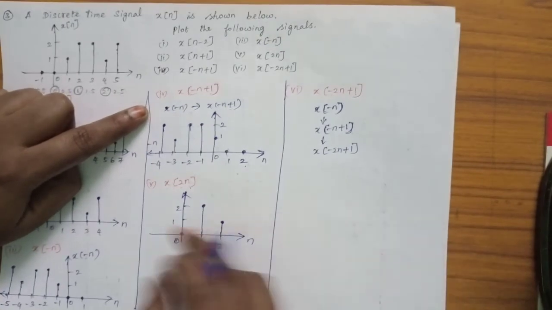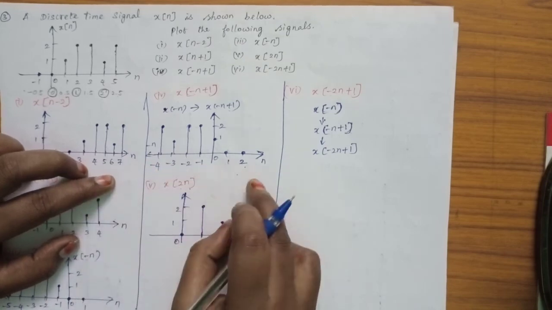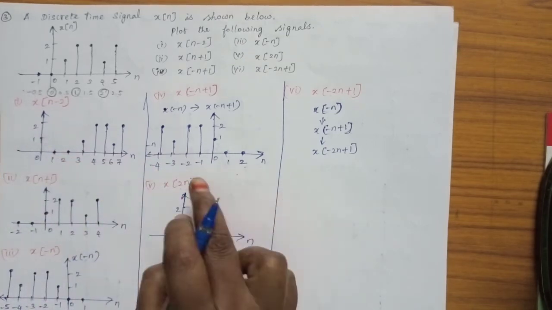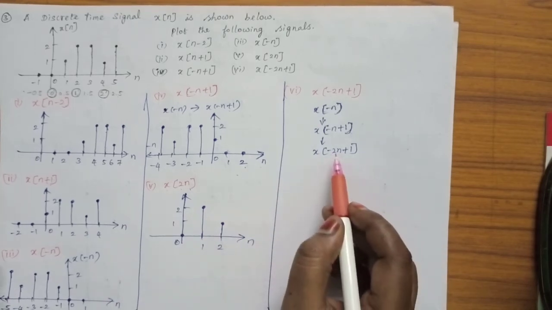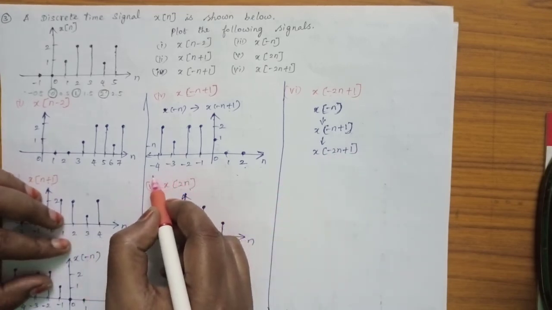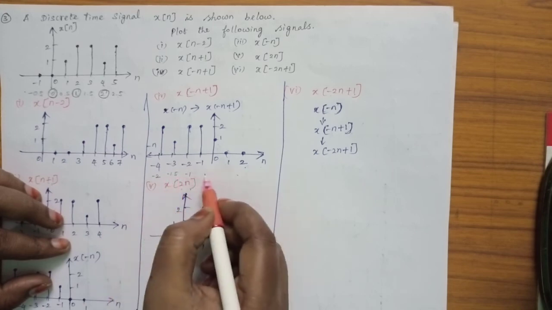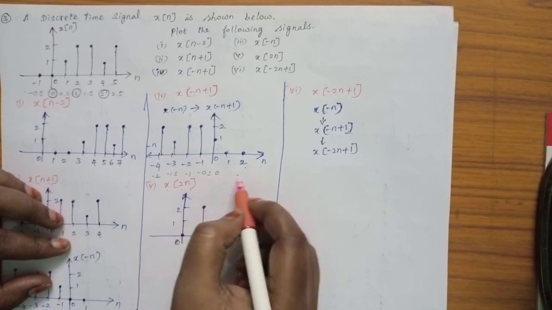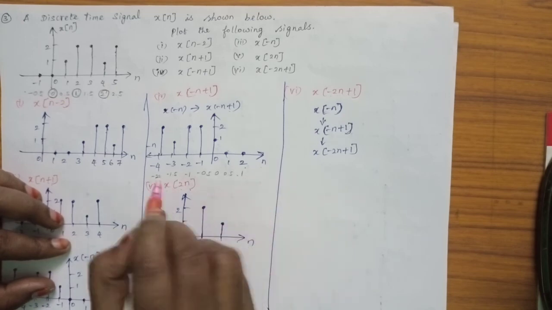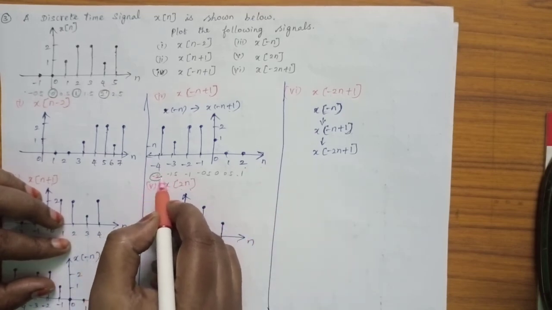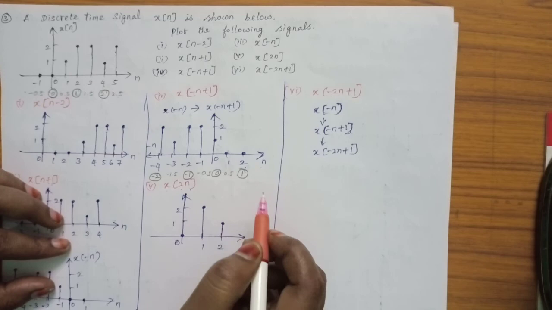So I am going to directly scale the signal x of minus n plus 1. If I want to scale the signal, we just need to divide the time limits, that is the n values, by the scaling factor. Here the scaling factor is 2. If I divide the n values by 2, I will get minus 2, minus 1.5, minus 1, minus 0.5, 0, 0.5, 1. If I omit the decimal values, I will get samples at n equal to minus 2, minus 1, 0 and 1.